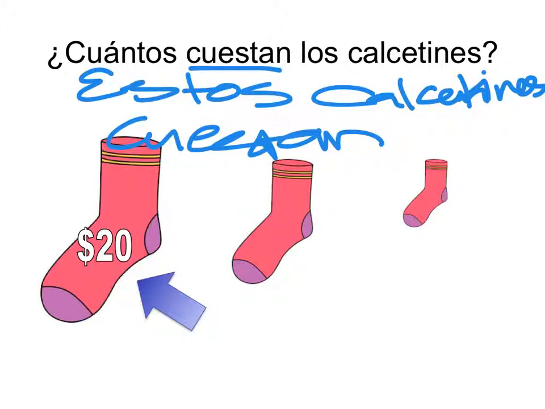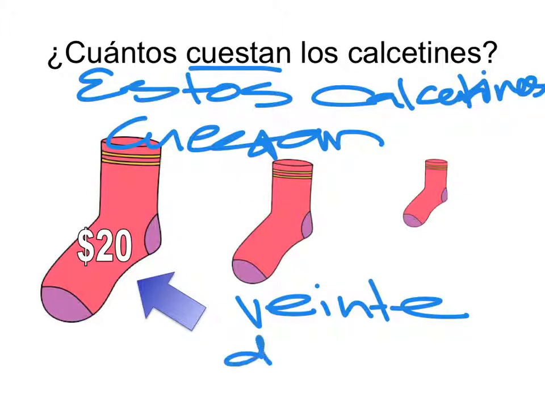And now you need to write out your price as a word. Don't write the digit. ¿Cómo se dice 20? 20. Y before I. 20. And then dollars is dólares. Dólares. Muy bien. ¿Ok? Ahora ustedes pueden hacer los números 2, 3 y 4. ¿Ok?